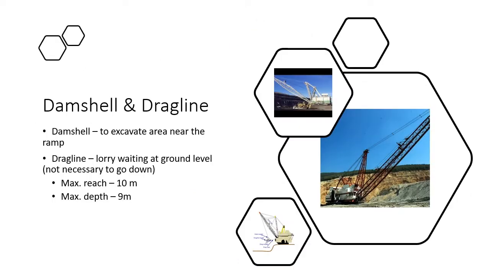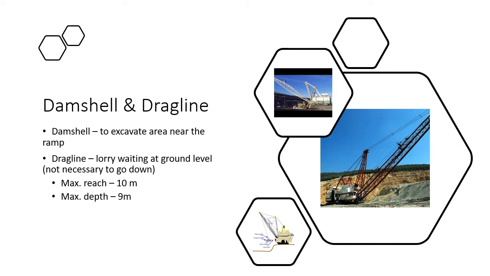Next, we have dam shell and drag line. For dam shell, it is to excavate the area near the ram. Because the dam shell is long, it is mostly used for the mining sector, but it can also be used for construction of basement because it is tall, so it can reach far to excavate. In front of the dam shell there is a clamp, so it will grip the soil and lift it.